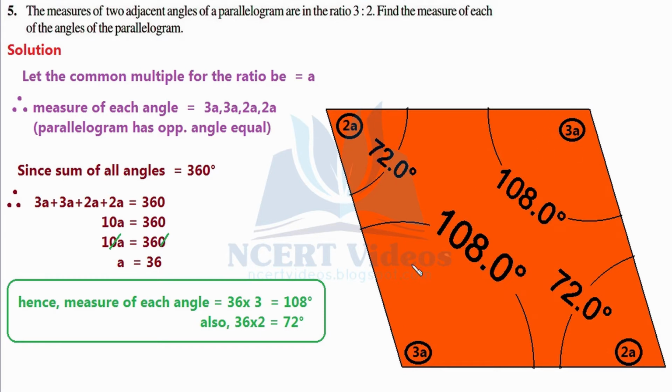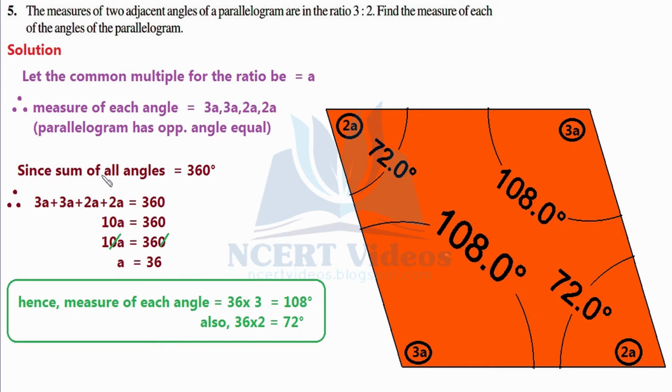So 3a, 3a, that is, opposite angles of a parallelogram are equal, which we know when we studied this in the chapter. Again, another pair of angles will be 2a and 2a. With this, we have found all four angle measurements in terms of mathematical expressions. Now we shall use the linear equation concept. We know very well that the sum of all the angles should equal 360 degrees because we are talking about a quadrilateral, and a parallelogram is a special type of quadrilateral.